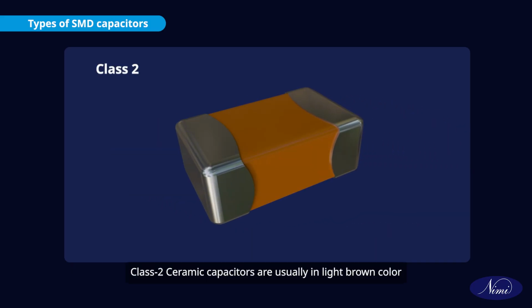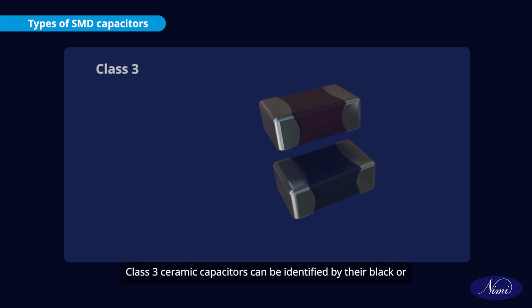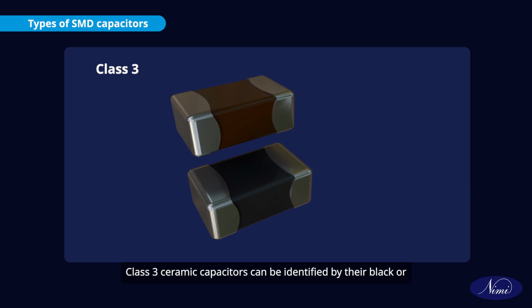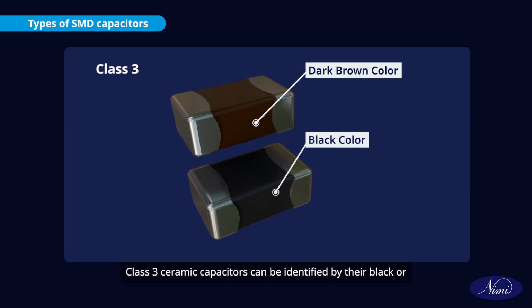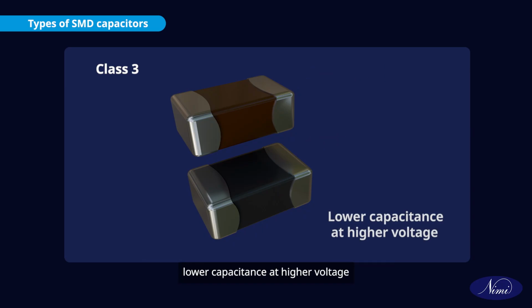Class 2 ceramic capacitors are usually in light brown color. Their values range from nanofarad to microfarad and they are suitable for higher capacitance applications. Class 3 ceramic capacitors can be identified by their black or dark brown color as shown. This group of ceramic capacitor dielectrics provides lower capacitance at higher voltage compared to Class 2 ceramic capacitors.